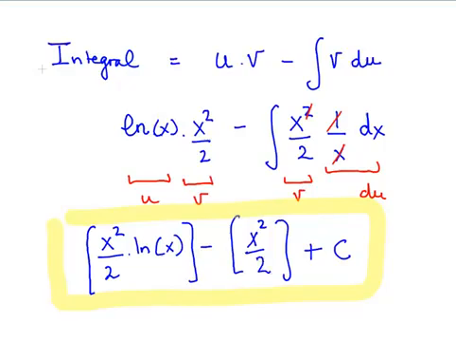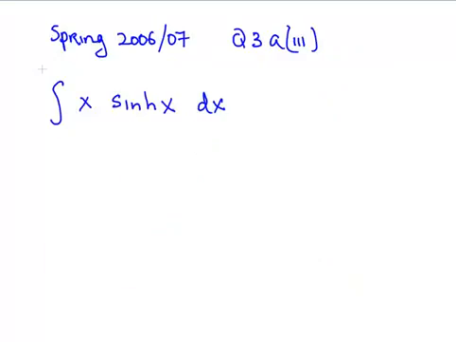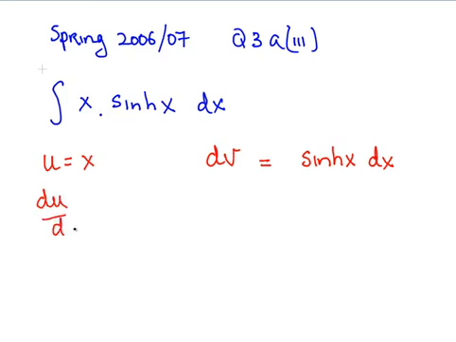Let's look at 2006-7, spring 2006-7. I'm just going to pause it here while I write it up. So there we have it: the integral of x times sine of x dx. In this case, we're going to let u equal x, and we're going to let dv equal sine x dx. Okay, du over dx is simply 1, straightforward enough. That means du is equal to dx.